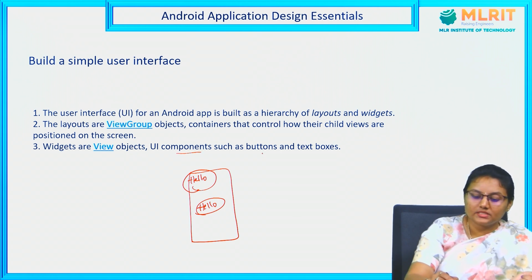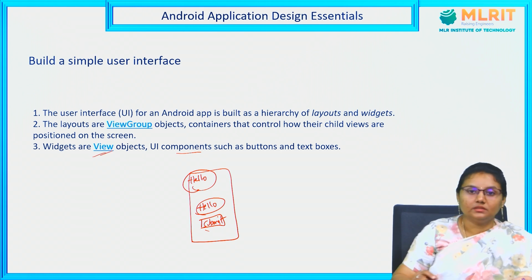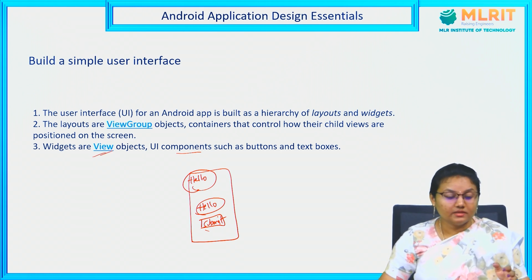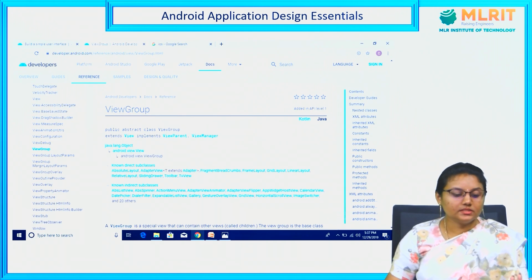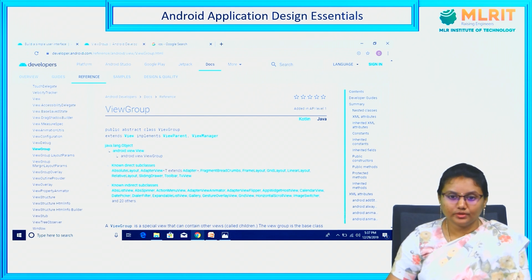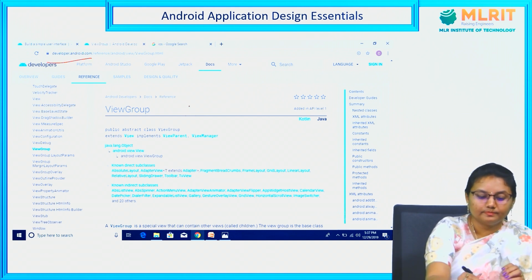View objects are UI components such as buttons and text boxes. If you are giving a submit button, this is a button, and where you need this button, you have to customize. Like that, everything can be done using View objects and ViewGroup objects. I have already shown you this by going to developer.android.com. You can visit developer.android.com.